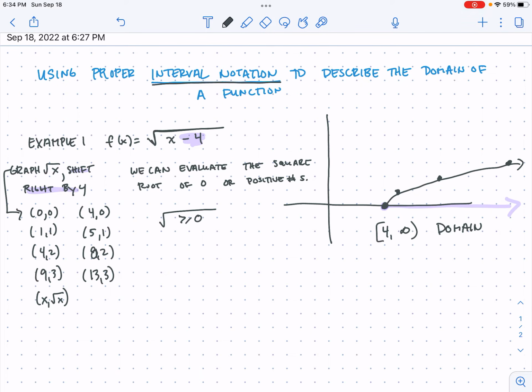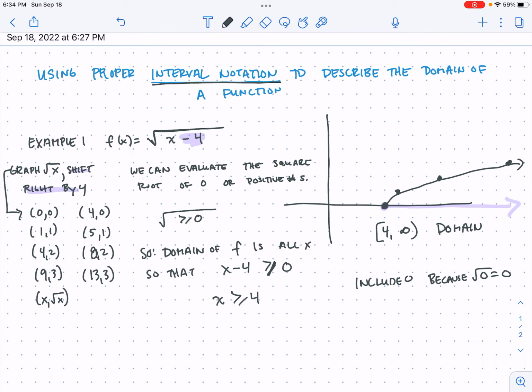So that gives us an inequality to solve to figure out the domain. The domain of f is all x so that x minus 4 is greater than or equal to 0. The equals sign, the greater than or equal to sign, tells us we're including 0, because the square root of 0 is 0. It's perfectly well defined. We get a real number when we take the square root of 0. So if we add 4 to both sides, x is greater than or equal to 4. And from what we know about interval notation, this equal sign gives us a bracket, and we're going to go again from 4 to infinity.